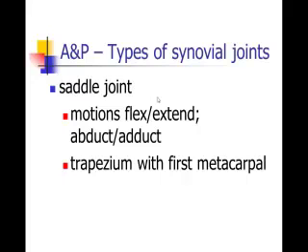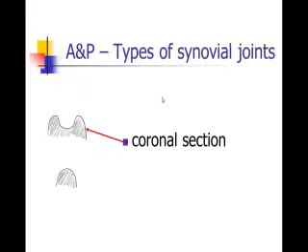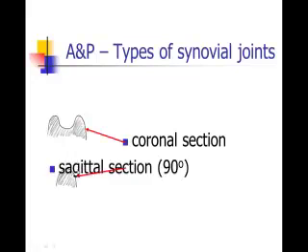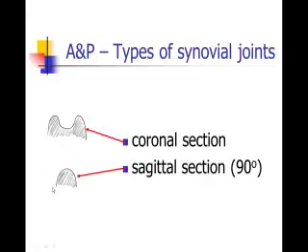A couple of examples: the trapezium with the first metacarpal. That's a really good example. If you Indian thumb wrestle, you're using a saddle joint to do that. And then there's also a saddle joint between the sternum and the clavicle. So here is a drawing of a saddle joint. For one of the bones, if you look at it coronally, it's going to look like a depression, a little dip. And then if you look at it from 90 degrees out with a sagittal section, it's going to be convex. So here it's concave and here it's convex.